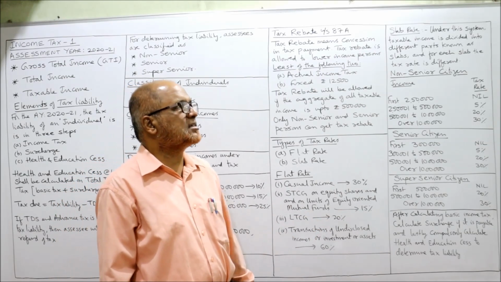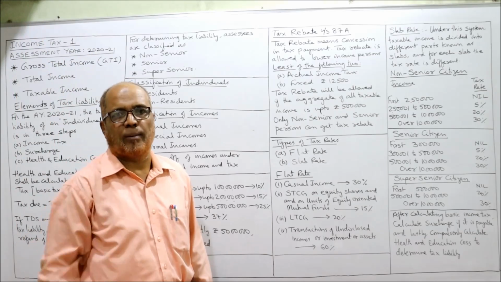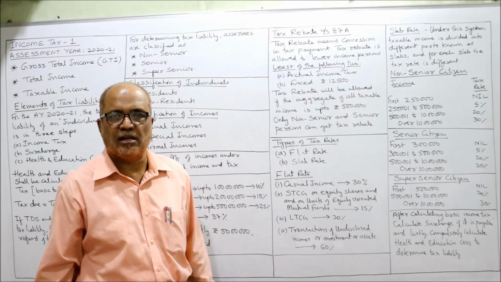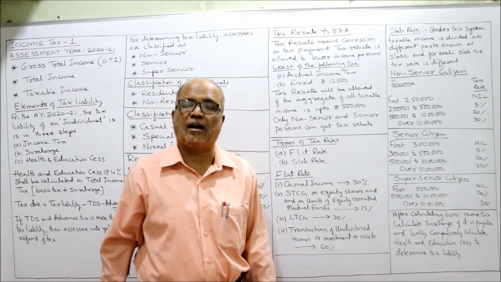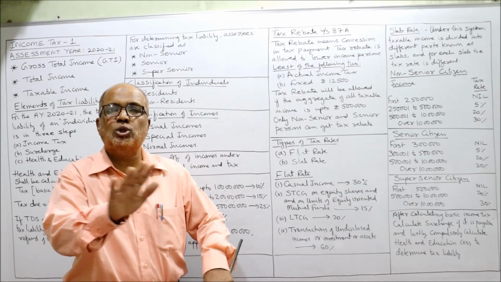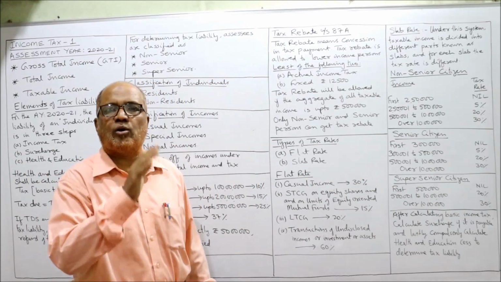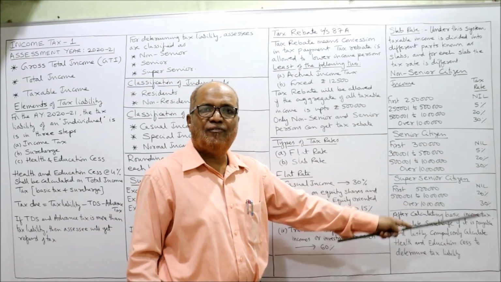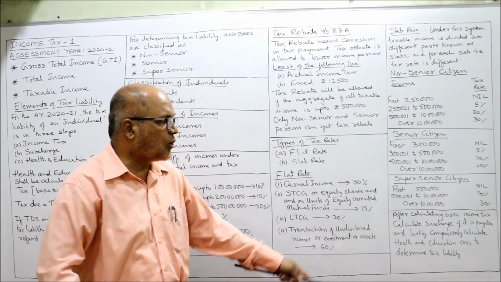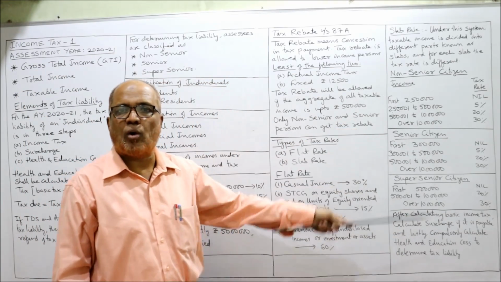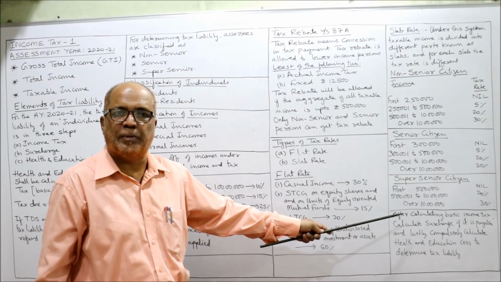Now super senior citizen, a person who has reached the age of 80 years or more, is called a super senior citizen. For a super senior citizen, the basic exemption limit is 5 lakh. Up to 5 lakh rupees, no tax, 0%, nil. 5 lakh 1 to 10 lakh rupees, 20%. Over 10 lakh rupees, 30%. So these are called the slab rates for non-senior, senior and super senior.